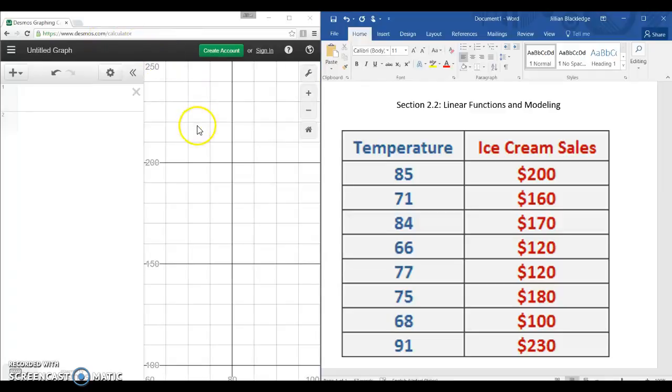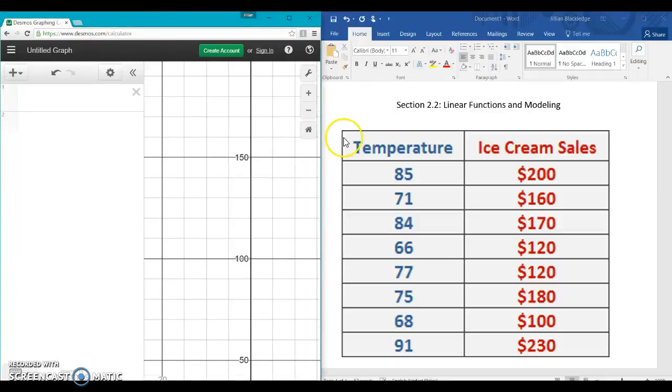What I'm going to do is, over here, I have Desmos open. We want to create a table, so you're going to go up to the plus sign and add a table. Your X's are the temperature data and your Y's are the ice cream data. You just type in 85, and then you can tap over and type 200. If you want to go to the next one, you tap down. Just be careful on your phone.